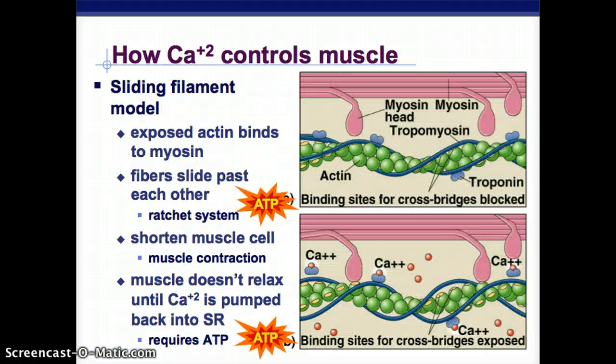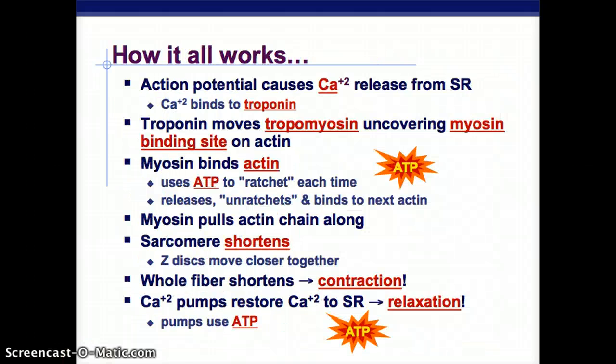The sliding filament model. All right, so exposed actin, here's our exposed actin, binds to myosin, the myosin head right here, and then the fibers slide past each other, kind of a ratchet system. If you don't know what a ratchet is, go home and use one. Okay, then you can shorten the muscle cell. That's our muscle contraction. The muscle does not relax until this calcium is pumped back into the sarcoplasmic reticulum. Otherwise, the calcium just sits here and it just keeps going and going, or holding it there one way or the other. We need ATP for both of those things.